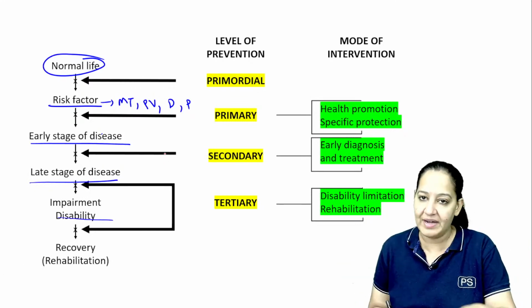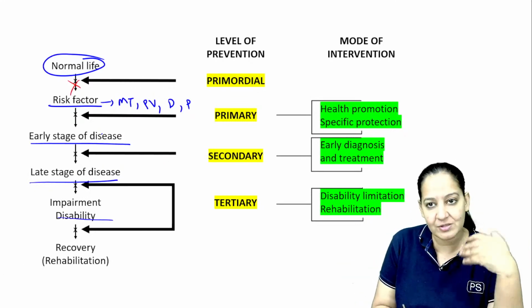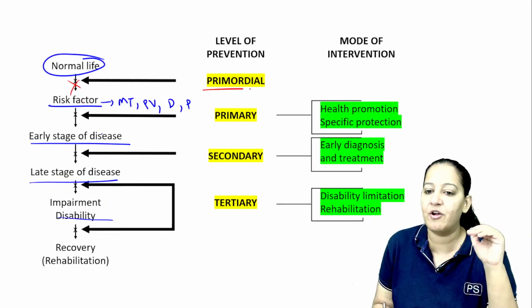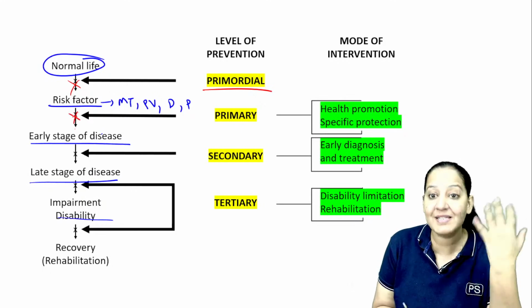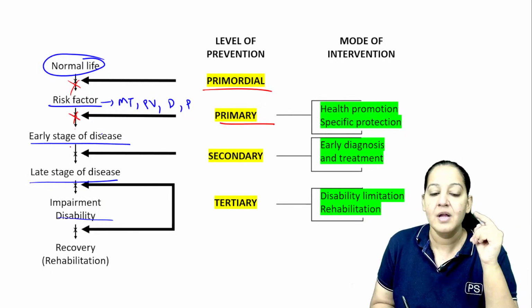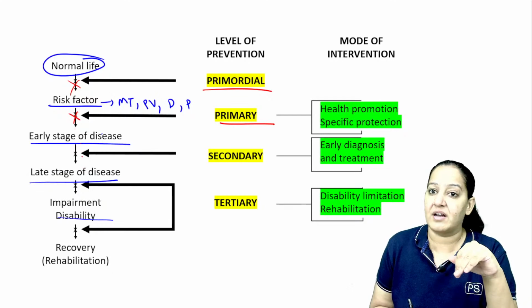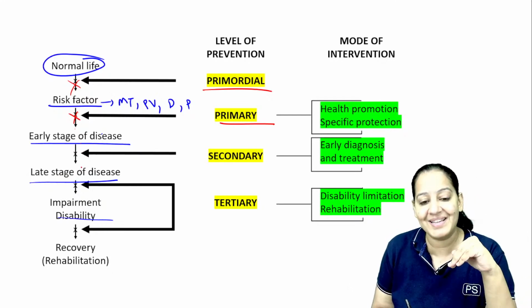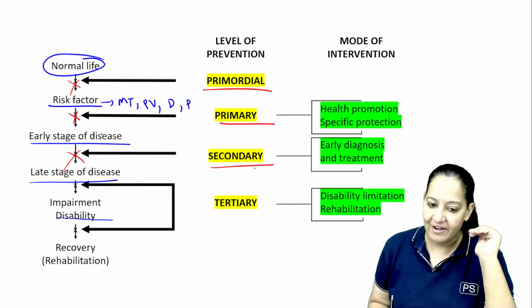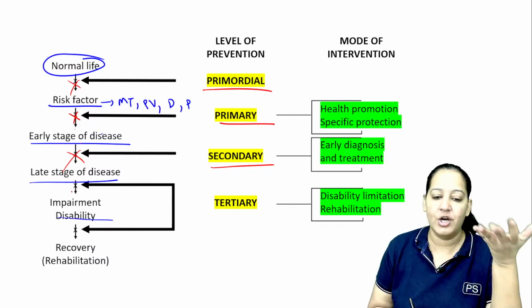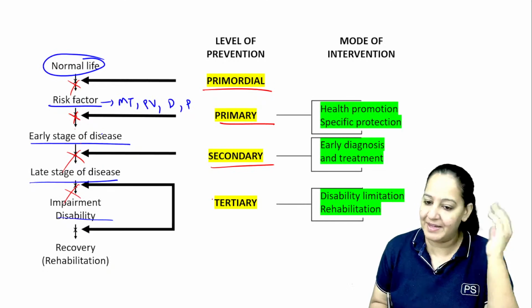Now at what level are you intervening? If you intervene before the risk factor appears, it is the primordial level of prevention. If you intervene after the risk factor is there but the disease is not there, this is the primary level of prevention. If you intervene after the disease occurs but is still in an early stage, you are halting the disease at an early stage. This is the secondary level of prevention. After the late stage, you are just doing palliative therapy, that is tertiary.